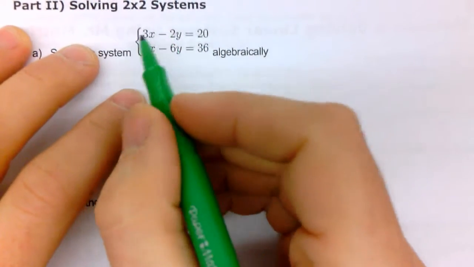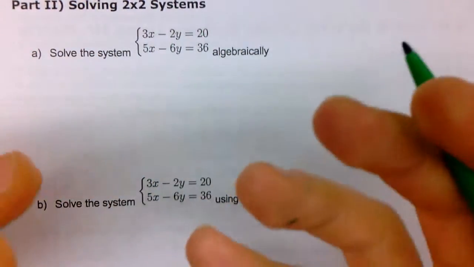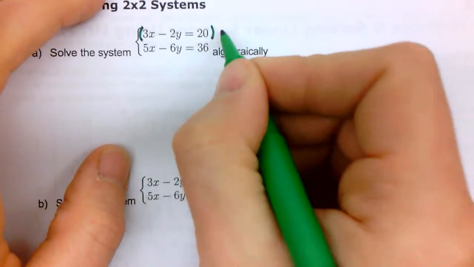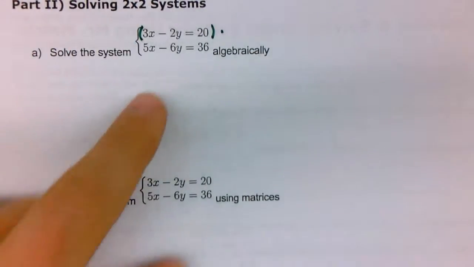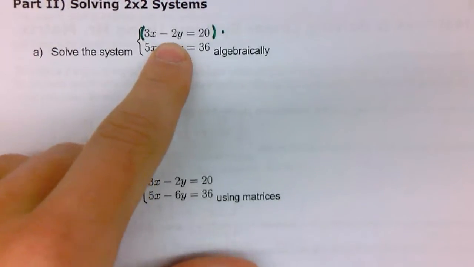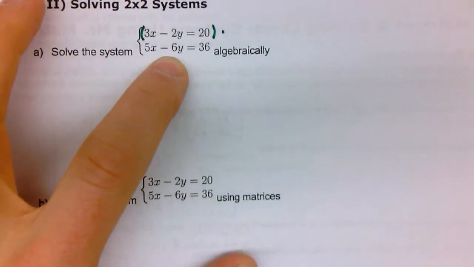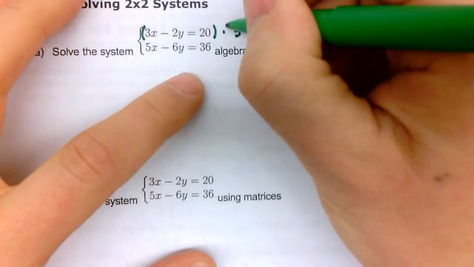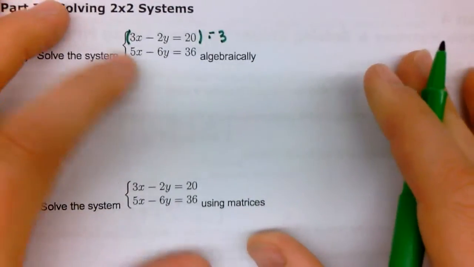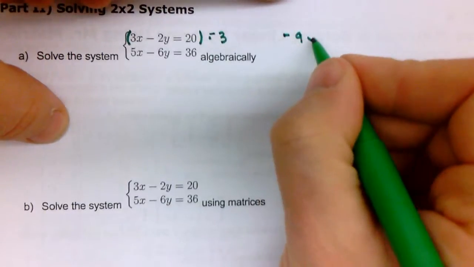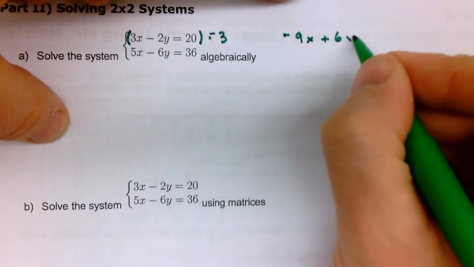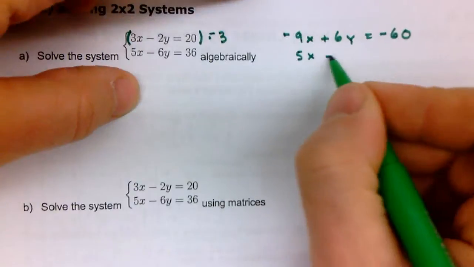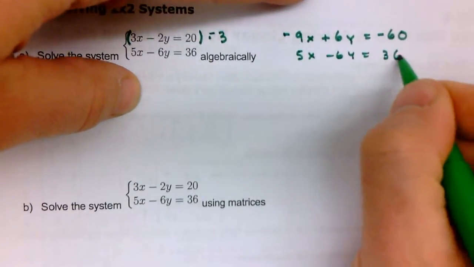I wouldn't do substitution because there's no variable that you can get to without making fractions. So how about we take this one and multiply it by something so that the negative 2 will go away. So let's say, Hunter. I think multiply it by 3. That's a good idea. Except I think you want to make it a negative 3. So that over here now we've got negative 9x plus 6y equals negative 60. And you've got 5x minus 6y is equal to 36.